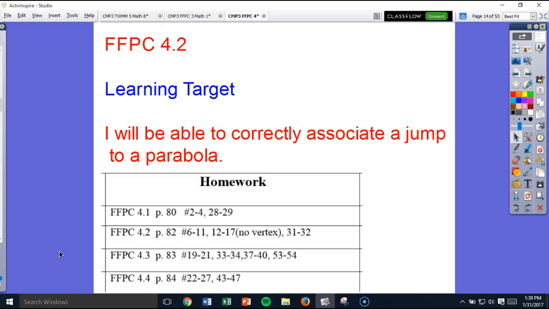Our learning target: I'll be able to correctly associate a jump to a parabola. 4.2 ACES questions begin on page 82. We'll do 6 through 11 and 12 through 17. They ask you to identify different parts of a parabola. You don't need to tell me what the vertex is. And then 31 and 32.